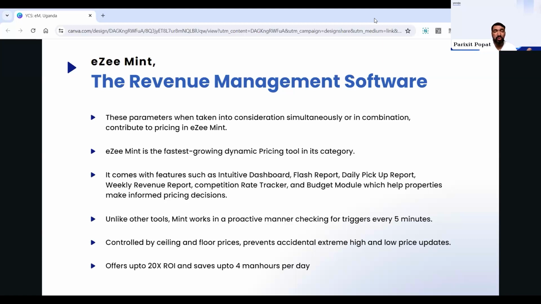We also control our pricing with ceiling and floor prices, so you will not sell at a very high price or a very low price. And people who have been using EasyMint have been very successfully getting 2x to 20x ROI within 3 months of usage.